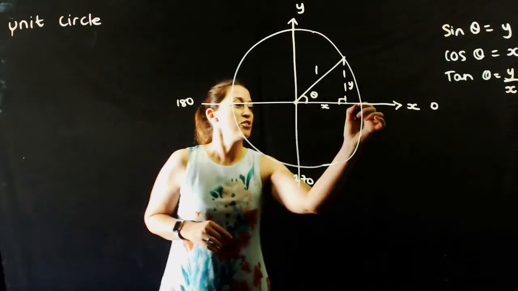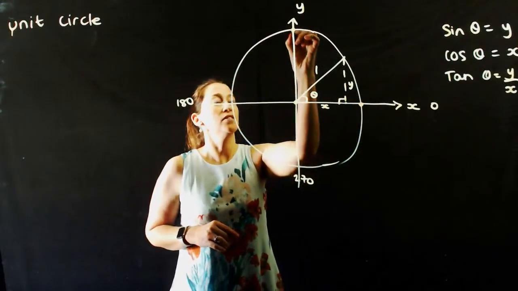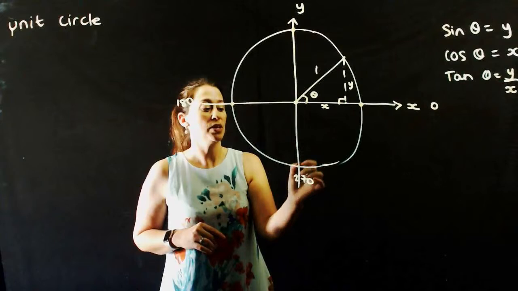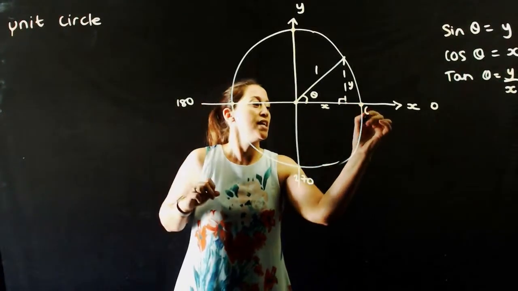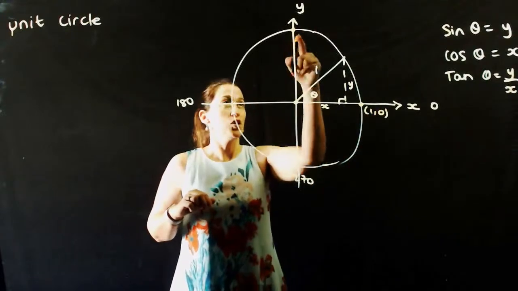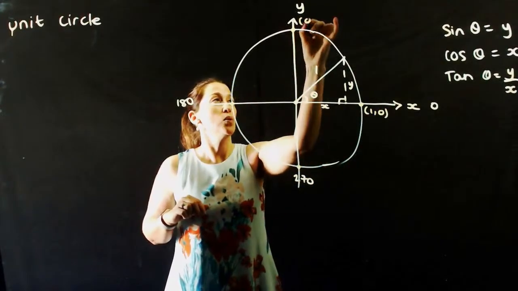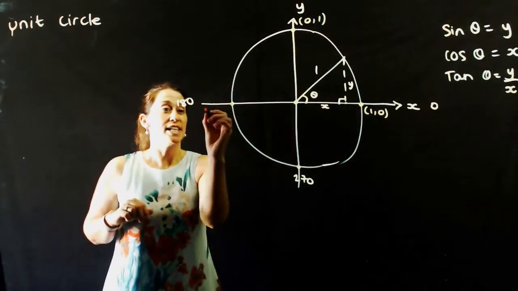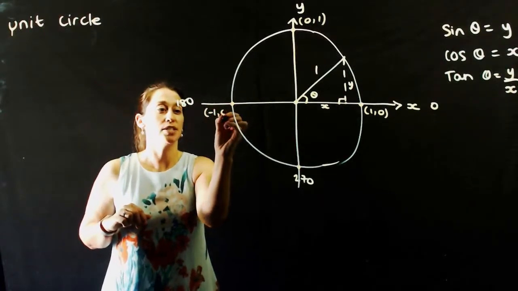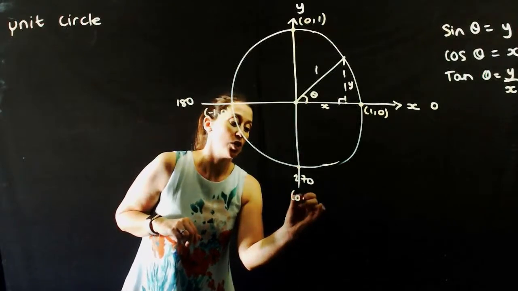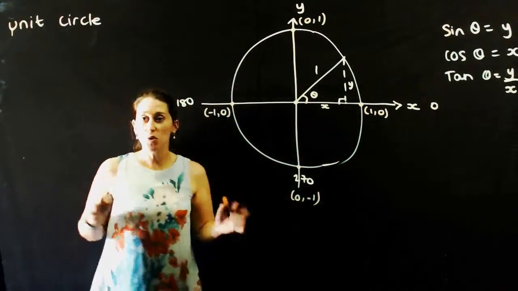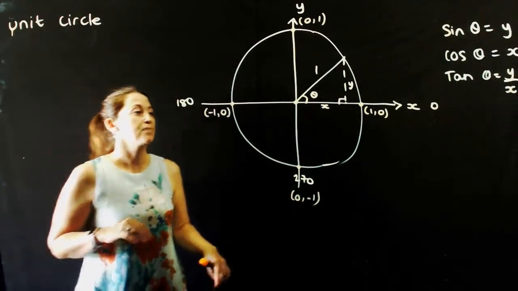So at each of the unit circle coordinates, let's just write those on, because remember the unit circle has a radius of 1. This coordinate at this particular point is 1, 0. This coordinate here is 0, 1. This coordinate here is minus 1, 0. And this coordinate down here is 0, minus 1. So we have the coordinates at what I call the boundaries.